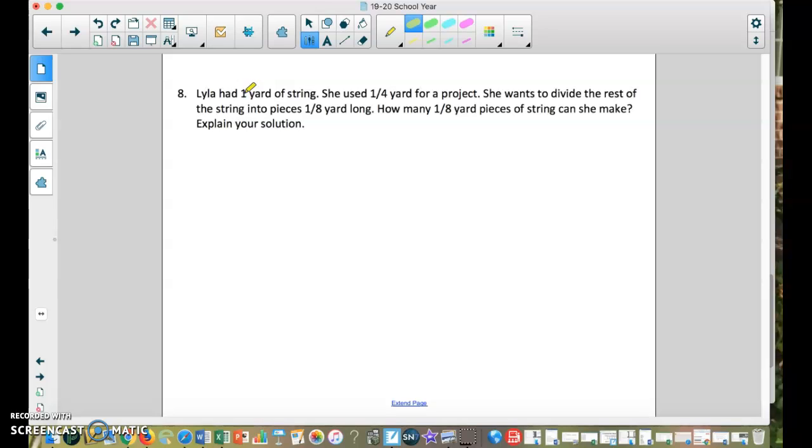It says that Lila had 1 yard of string. We always say that numbers are important when we're dealing with a math word problem. And in this case, the fact that she has a yard of string and she's using a quarter yard for a project, we're still talking about the string, definitely important. She used a quarter yard for a project. She wants to divide, keyword there, divide, and then used would be back here. Divide the rest would also indicate an operation that occurred, the rest of the string into 1/8 yard long pieces. How many 1/8 yard pieces of string can she make?